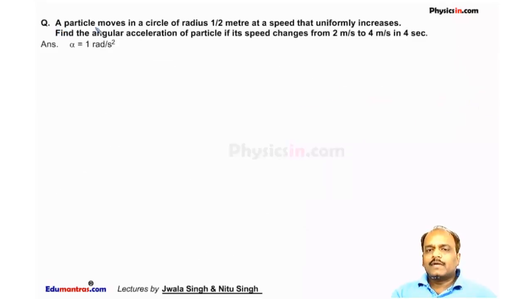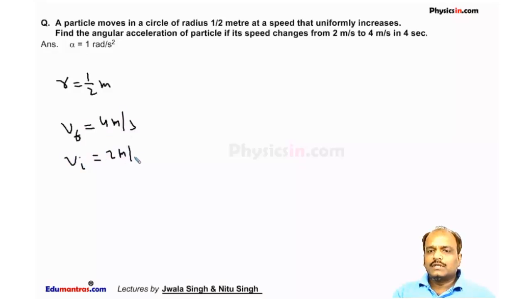Now this question: a particle moves in a circle of radius half meter. So the radius of the particle is half meter, 1 by 2 meter, at a speed that uniformly increases. The final speed of the particle is 4 meter per second and the initial speed is 2 meter per second in the interval of 4 seconds. Now from here we have to find the angular acceleration, alpha.